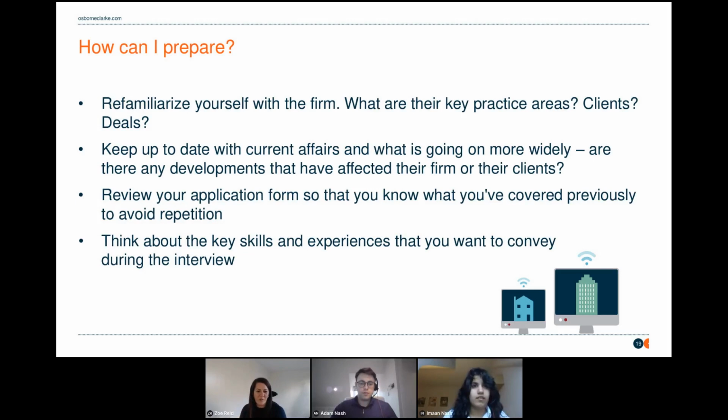So how can you prepare for the assessment centre? I think Adam and Aman have already covered a number of these points. Just make sure that you're familiar with all of the research that you've done so far, check back to see if there have been any developments since you submitted your application form, and make sure you remember what you put in your application form, because that may be asked.